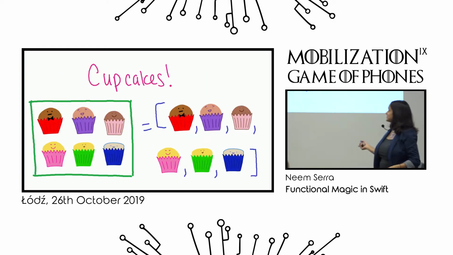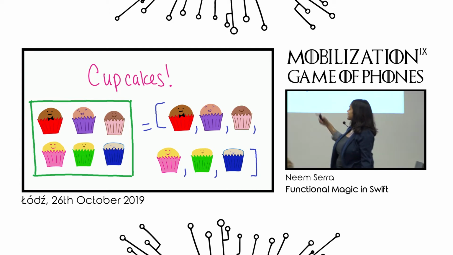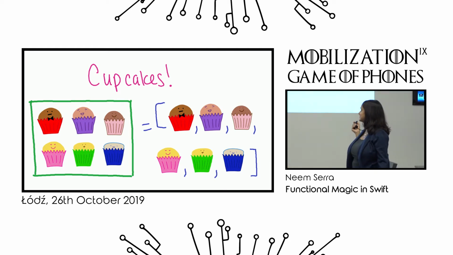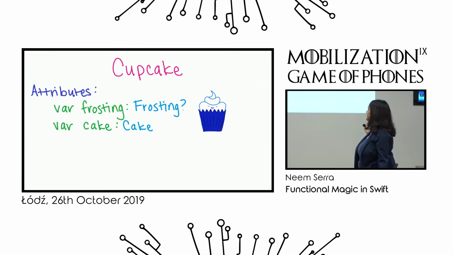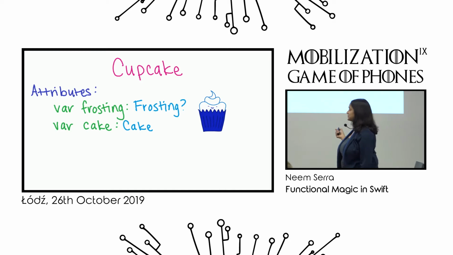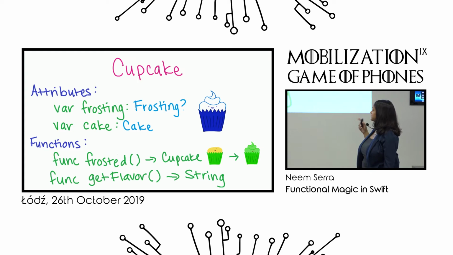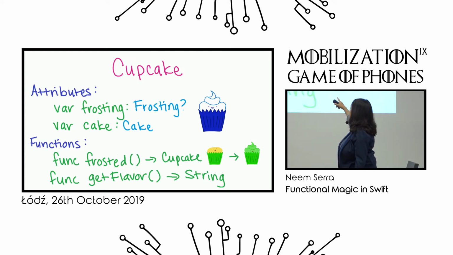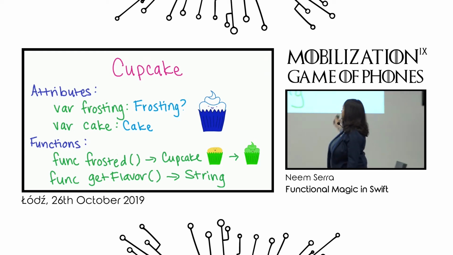So first things first, I'm not force unwrapping cupcakes, I'm just really excited about them. But a box of cupcakes will be represented by an array of cupcakes, as you can see here. The cupcake class has 2 attributes, frosting and cake. Frosting is optional, obviously, because not all cupcakes need frosting. And then there are 2 functions on a cupcake. You could frost a cupcake, and that just takes your cupcake that's unfrosted and returns a frosted cupcake, and then you could get the flavor of a cupcake, which will return a string.